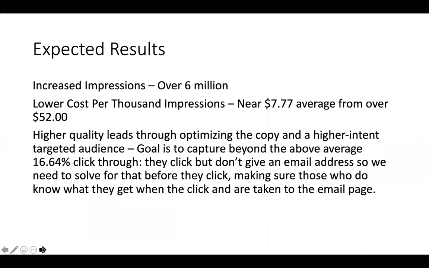So what do we expect from this? Well, the expected results, we're going to increase impressions to the over 6 million mark that we're looking for. We're going to lower that cost per 1,000 impressions to the near $7.77 average from over $52. And then we're going to get those higher quality leads through optimizing the copy and a higher intent targeted audience. The goal is to capture beyond the above average 16, almost 17% click-through.